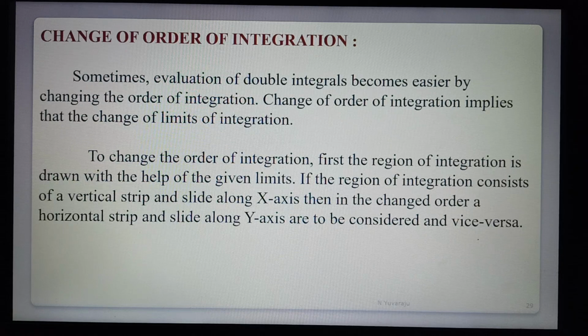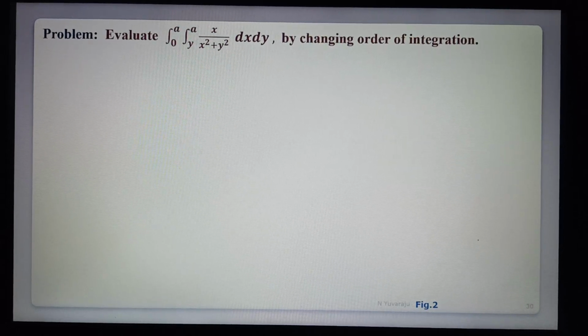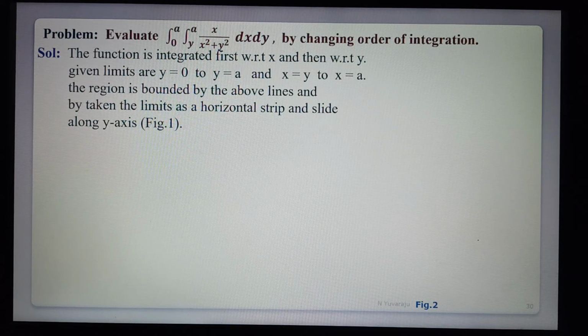Okay, see the example here. First example: evaluate the integral from 0 to a, integral from y to a, of x by (x square plus y square), dx dy, by changing the order of integration. First of all, observe that the function is integrated first with respect to x, then with respect to y. The given limits are y equal to 0 to y equal to a, and x limits x equal to y to x equal to a.